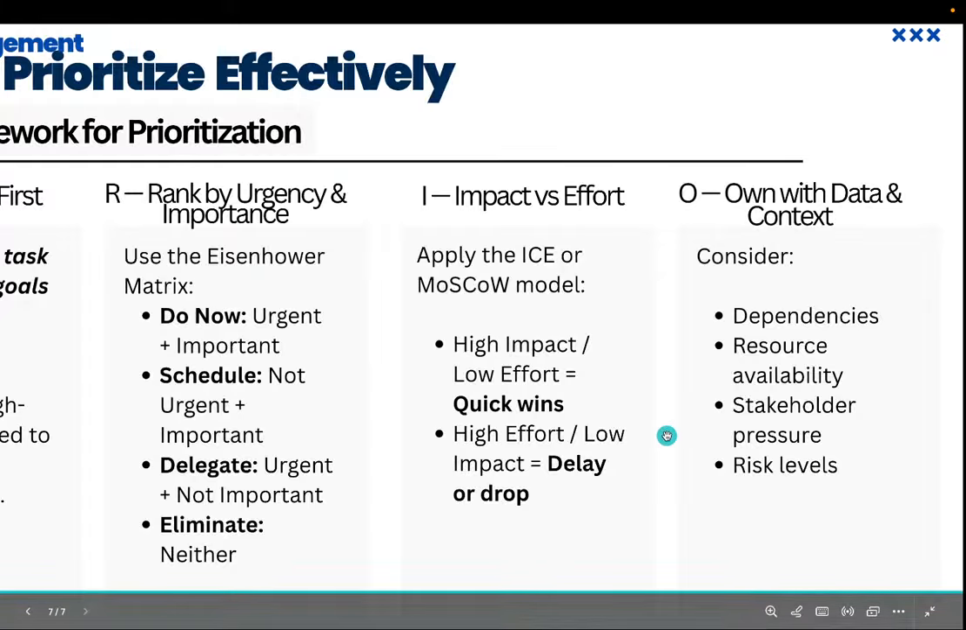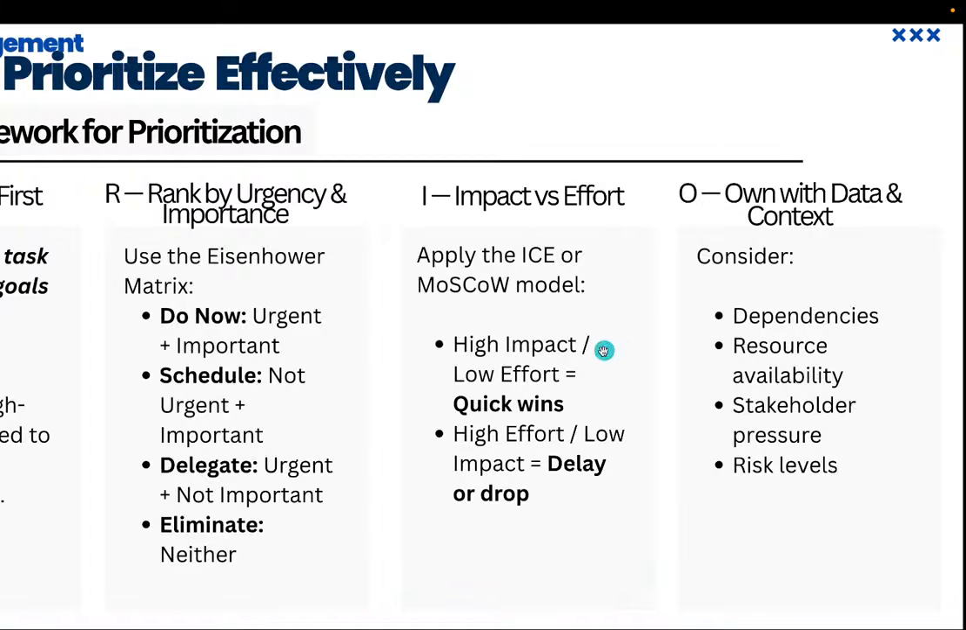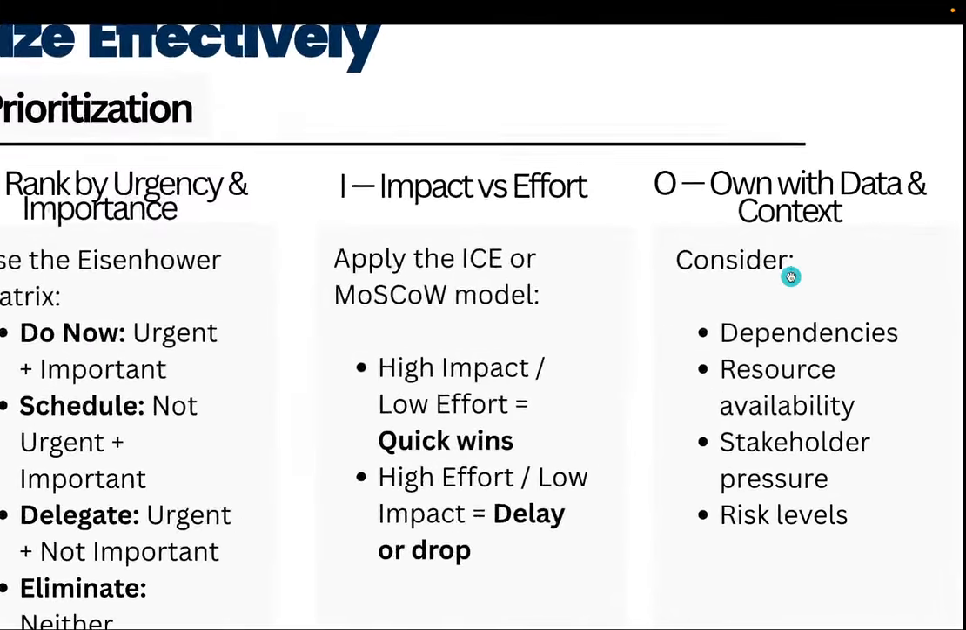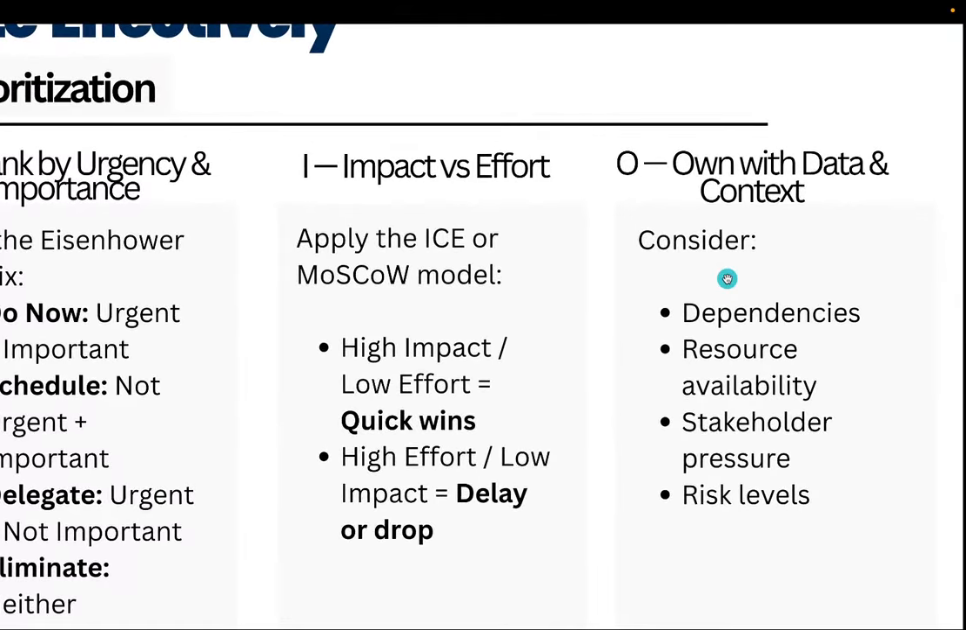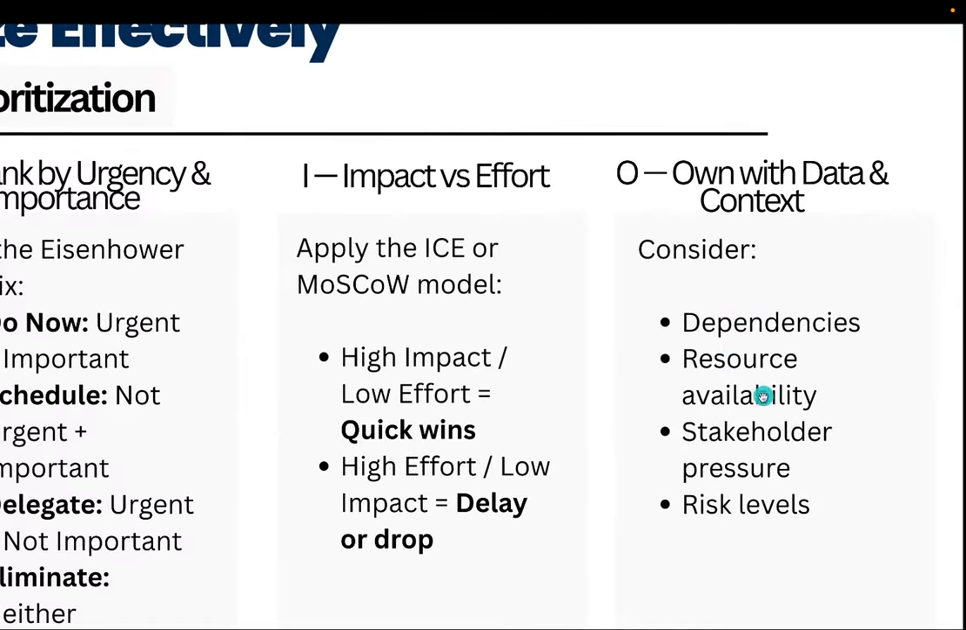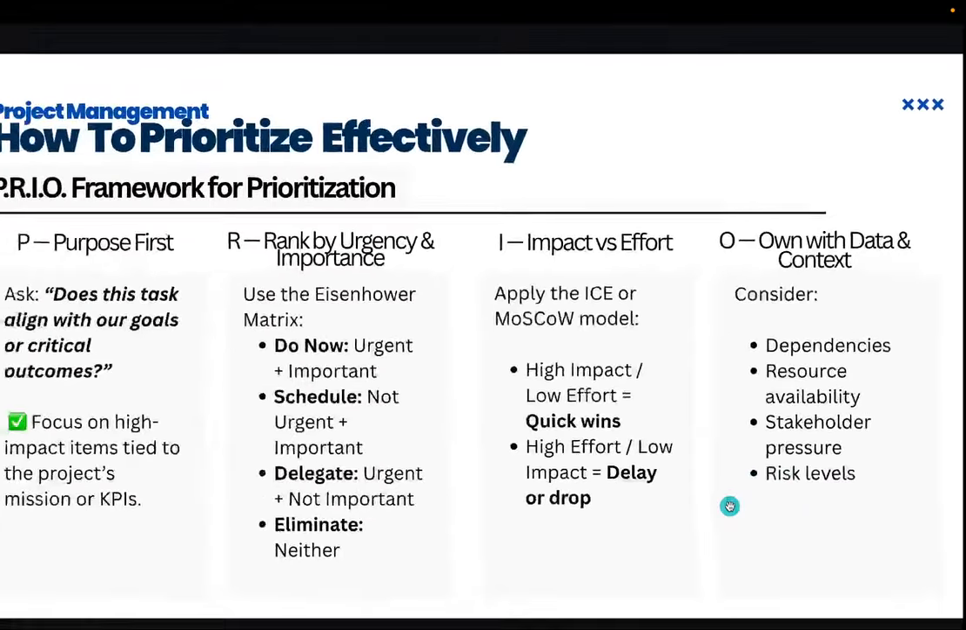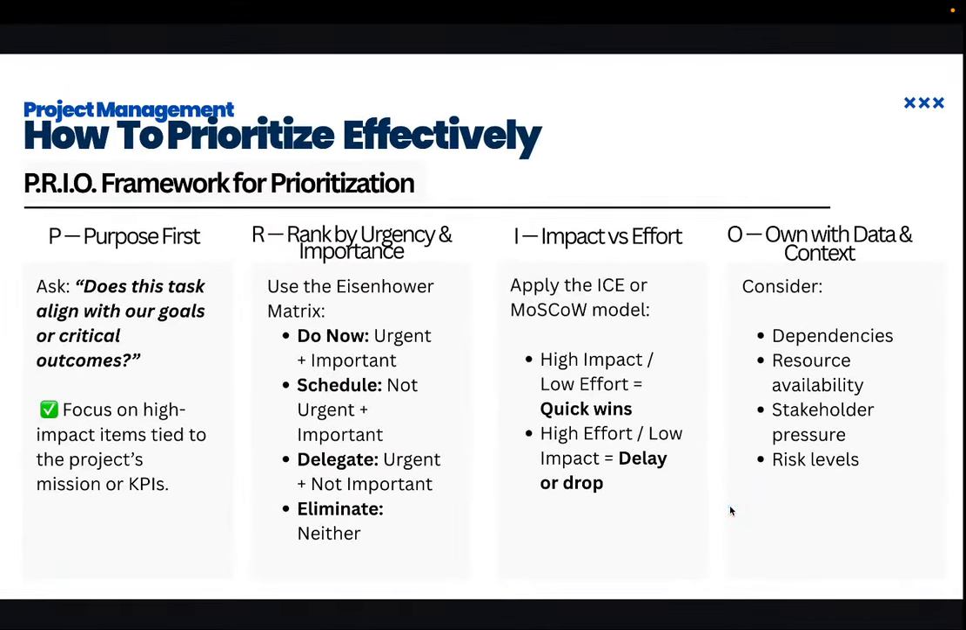Now, there are tasks that have high impact but low effort. These tasks give quick wins. So you definitely have to go for it. Right? As simple as ABCD. Now, we also have the step of owning with data and context. You have to consider dependencies, resource availability, stakeholder pressure, and risk levels. So you see, you can have a task where the purpose is right, it's urgent and important, and it is something that will provide us a quick win.